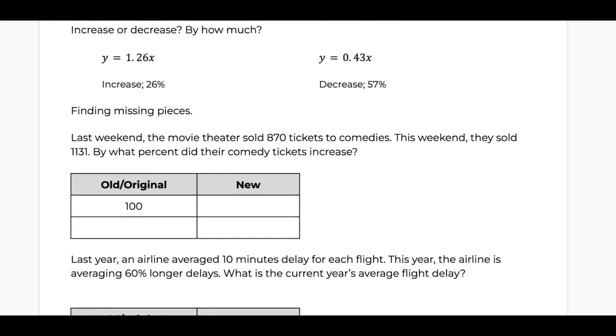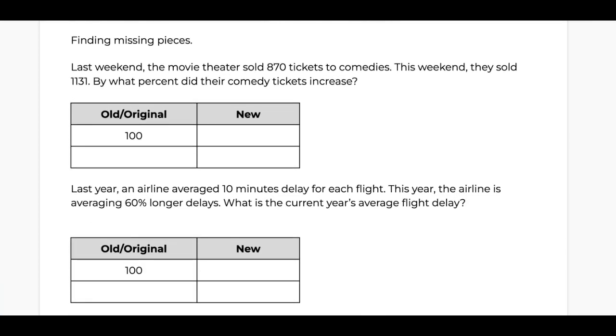All right, and then the last few we're going to do here are just finding missing pieces from a table. So you've got an old, a new, and a percent increase or decrease. So you should be able to find any of them given the other 2, no matter if it's old or new, working forwards or backwards.